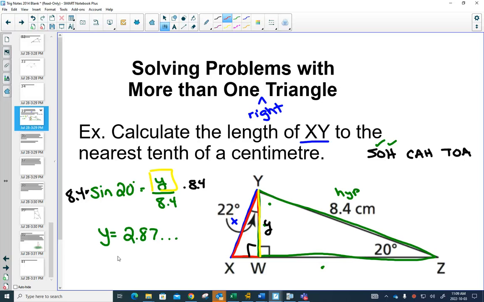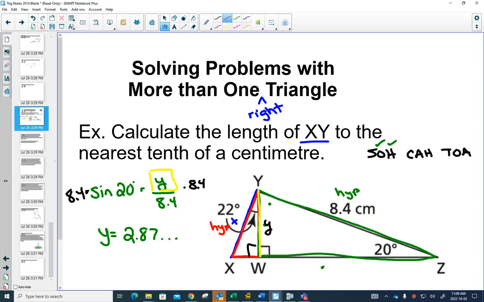Okay. Now we go to our red triangle. What do we want to find? We want to find x. Can you see that x is your hypotenuse of your red triangle? So we're going to either have to use SOH or CAH, sine or cosine, because they involve a hypotenuse.